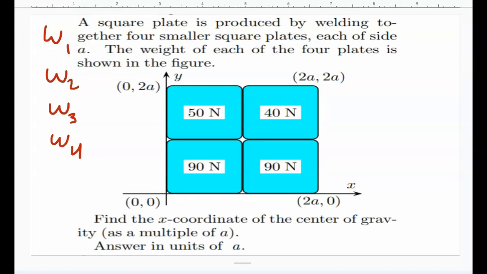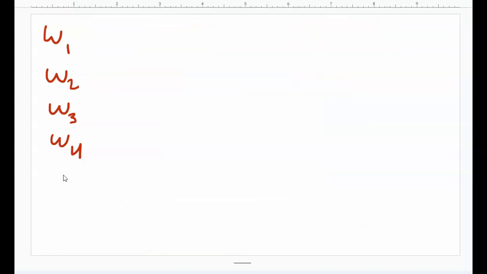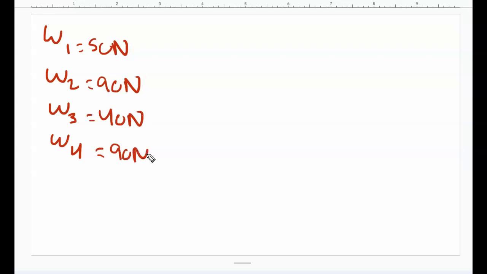So let's say we have four different weights. I'm going to say W1, W2, W3, and W4. I call them W just because I don't want to write out FG, just to save on space. So W representing the weight. Let's say W1 is 50 newtons, W2 is 90 newtons, W3 is 40 newtons, and W4 is 90 newtons.